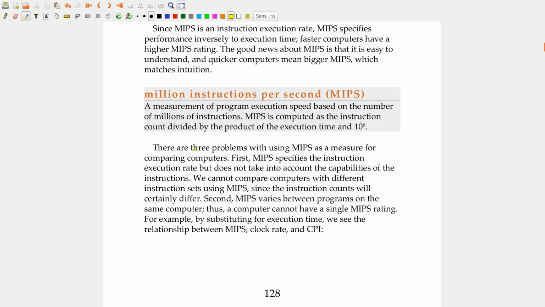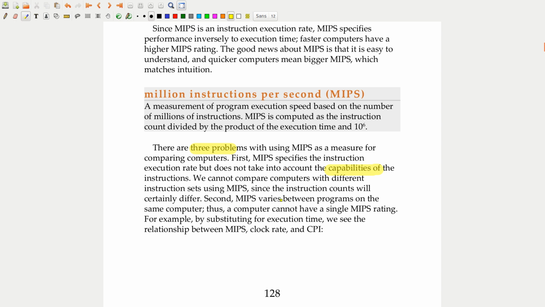So here are the 3 problems that we have with MIPS. So first, it specifies the instruction execution rate, but it doesn't say anything about the capabilities of the instructions. So if you can do 1 million instructions, that's great. But are you doing 1 million loads? Are you doing 1 million stores? Are you doing 1 million adds? So it doesn't take that into account.